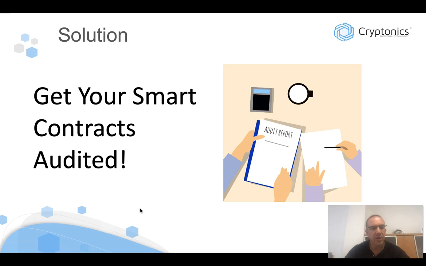So anyway, get your smart contracts audited. That's all for now.